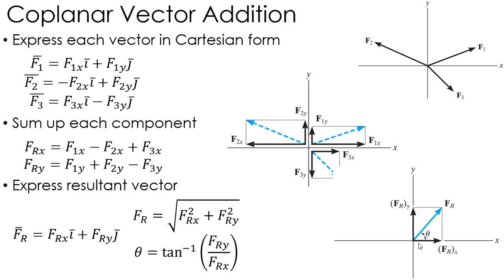So that's how we're going to add vectors moving forward. Break each force up into x and y components, sum up your x's, sum up your y's, and solve for your resultant force, finding a magnitude and angle if that's necessary.